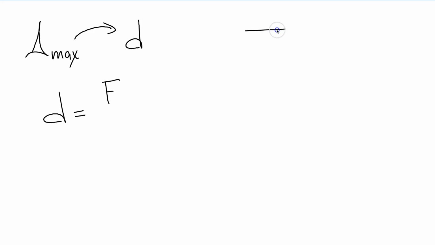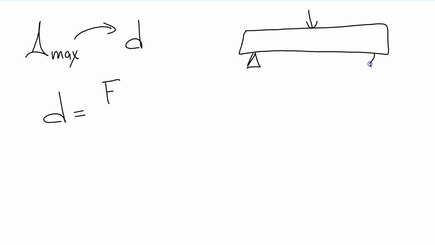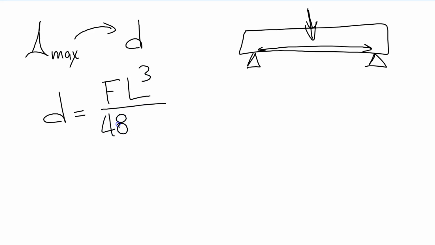So you should have something like this. We have a beam, we have a force being applied in the middle. It's being held up at 2 points, just like this. So we're pushing down right here. All right. So it's the force times the length, and the length is the space between these two supports. And that's also cubed. And then that's over 48 times E, the modulus of elasticity, times I.